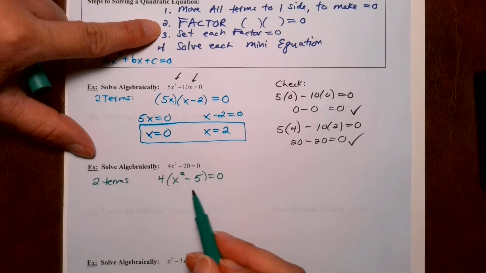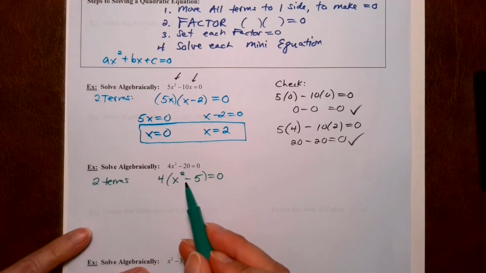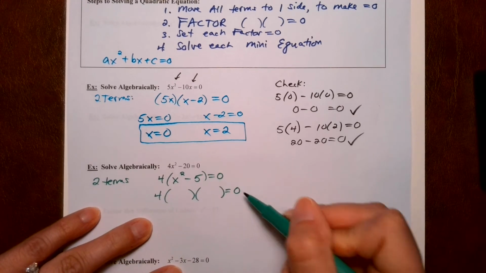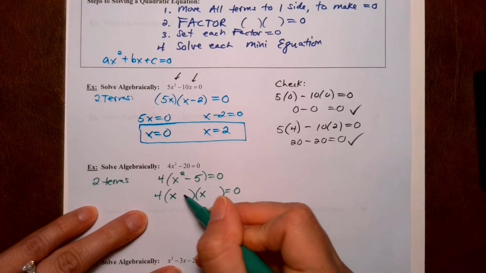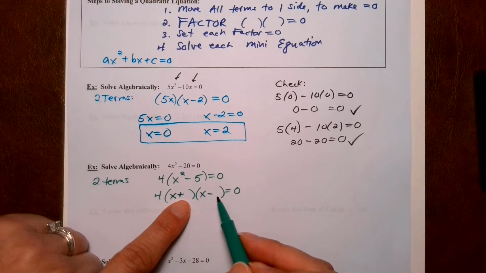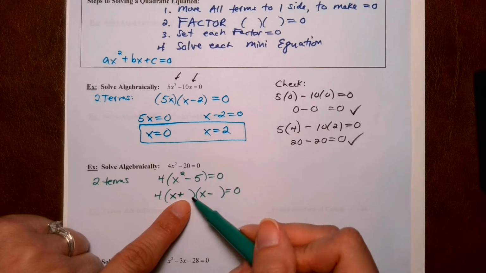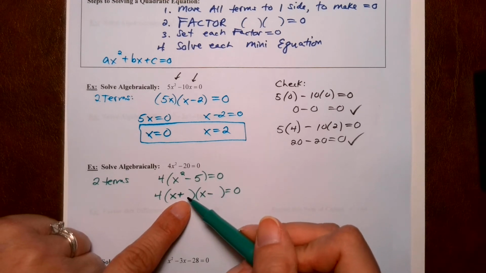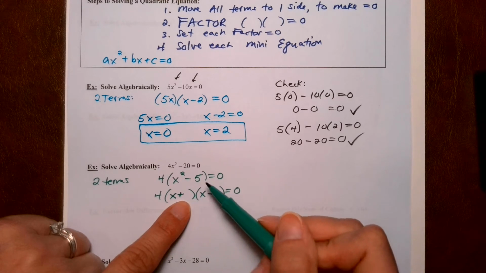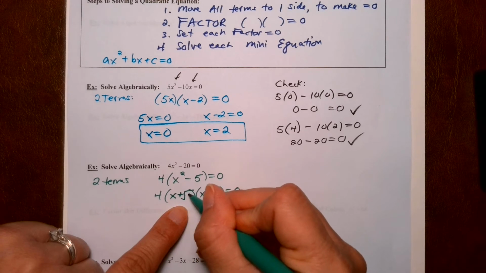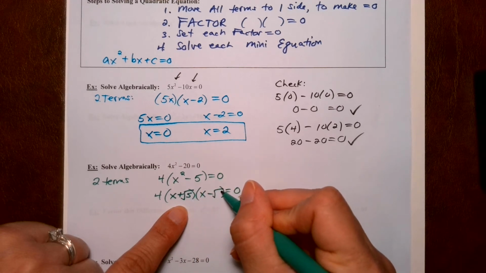Can I factor further? Yes, because it's a difference of squares. So we're going to have two sets of parentheses. We're going to have plus and minus, and then what do I do here? If that was a 9, I'd say 3 and 3. If that was a 16, I would say 4 and 4. So what are we supposed to do? We're supposed to square root that number, and we get plus and minus the square root of 5.